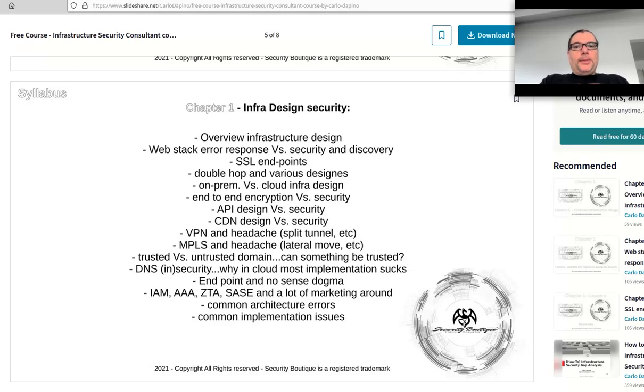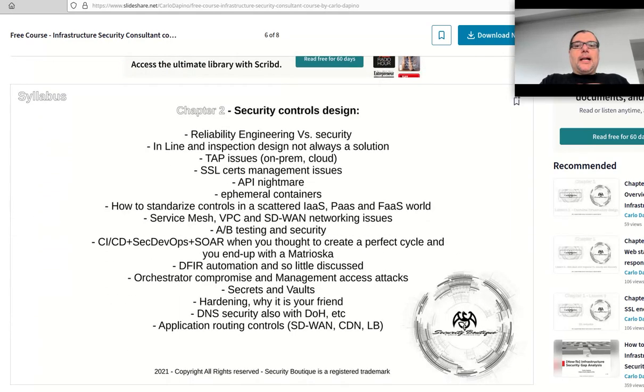We have completed chapter 1 about the infra design security principles, and we are now keeping going on chapter 2. I finished talking about ephemeral containers, and right now we are on lesson 7, how to standardize controls in a scattered infrastructure as a service, platform as a service, and function as a service world. My effort is to give you easy points to work towards the topic that we are discussing.